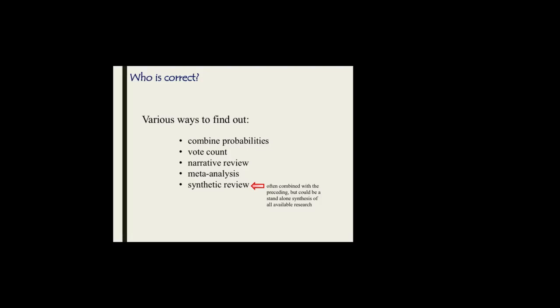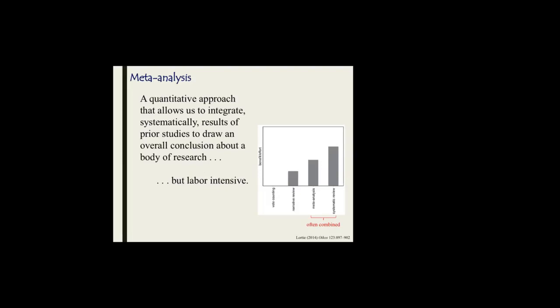If in the example I gave, there were only those 29 studies, you can conduct a synthetic review where you said, well, the bulk of the evidence was on this, blah, blah, blah, but you don't actually do anything that would resemble what a meta-analysis is, which is a quantitative approach as opposed to qualitative that allows us to integrate in a very systematic way the results of prior studies.